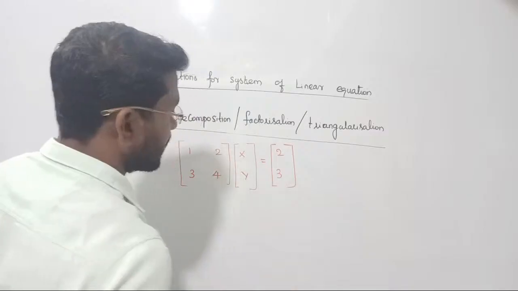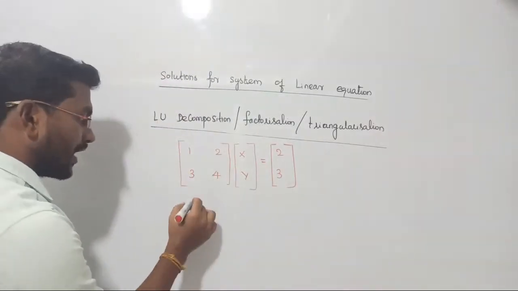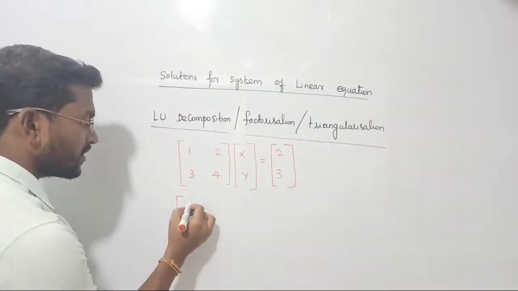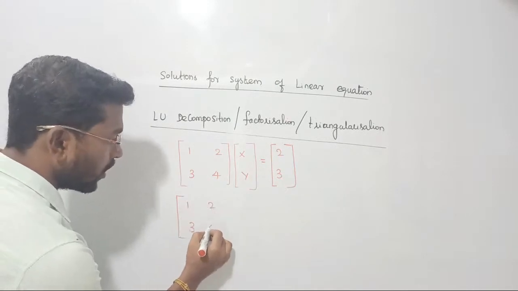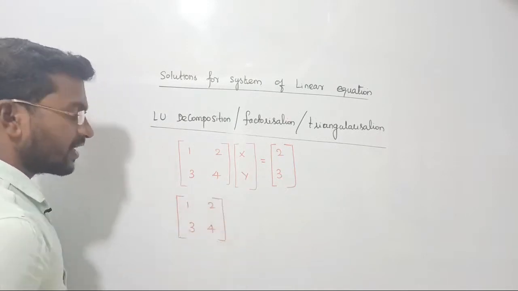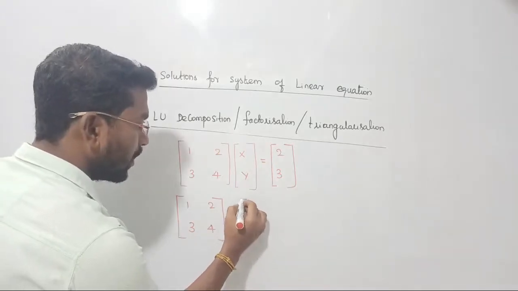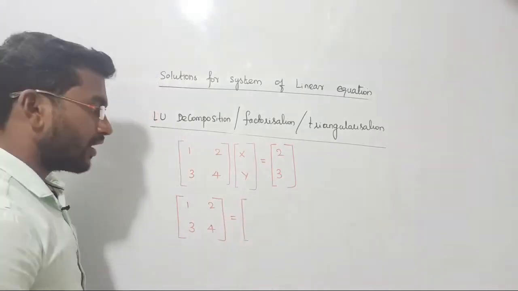Just to take some example, that's enough. Now we have to collect the matrix A outside. My matrix A is 1 2 3 4. This is our matrix. Exactly, that is correct. This matrix has been decomposed into upper and lower triangular form.